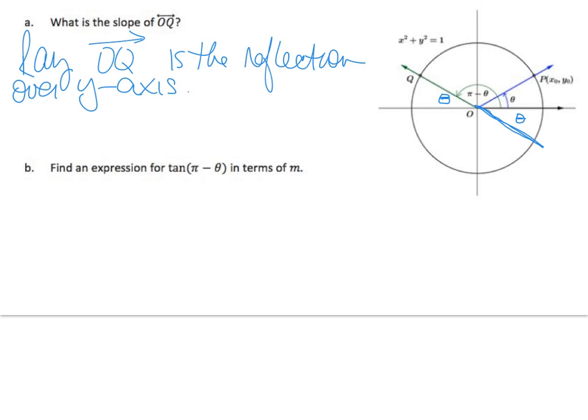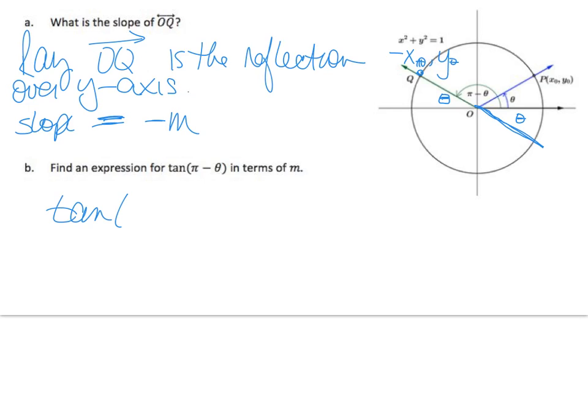So the coordinates of Q are negative x, y. So the slope of OQ, change in y over change in x, is the opposite of the slope of OP. So we're at negative m. So find an expression for tan of pi minus theta in terms of m.